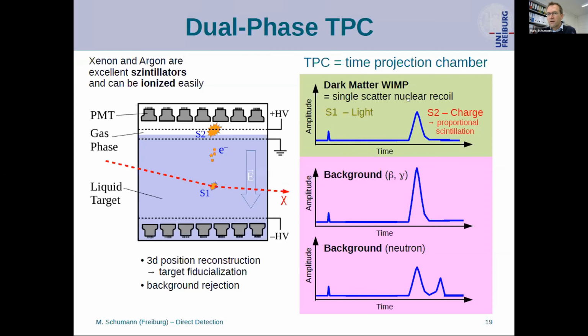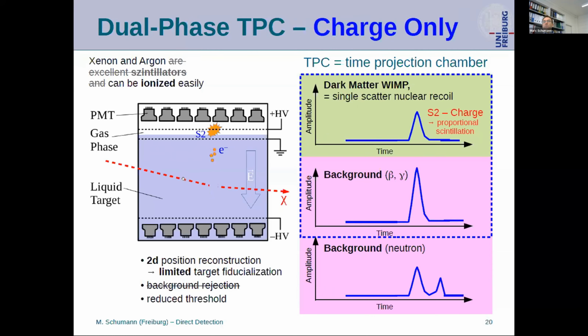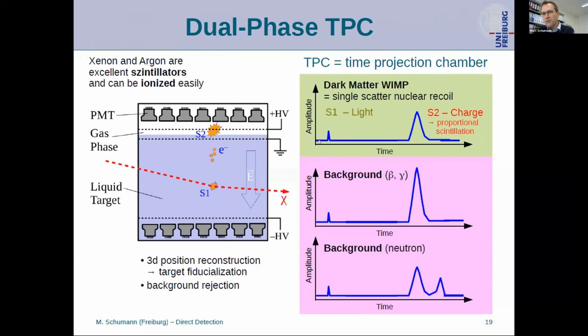So that's nuclear recoils. Background signals, betas and gammas, will have a higher S2 signal with respect to the S1. If you have multiply scattering particles, then you have several S2 peaks, so you can use that to really lower your background. At the same time, you get target fiducialization. You can reconstruct the position, take only the inner part of the detector for your analysis and reject background.